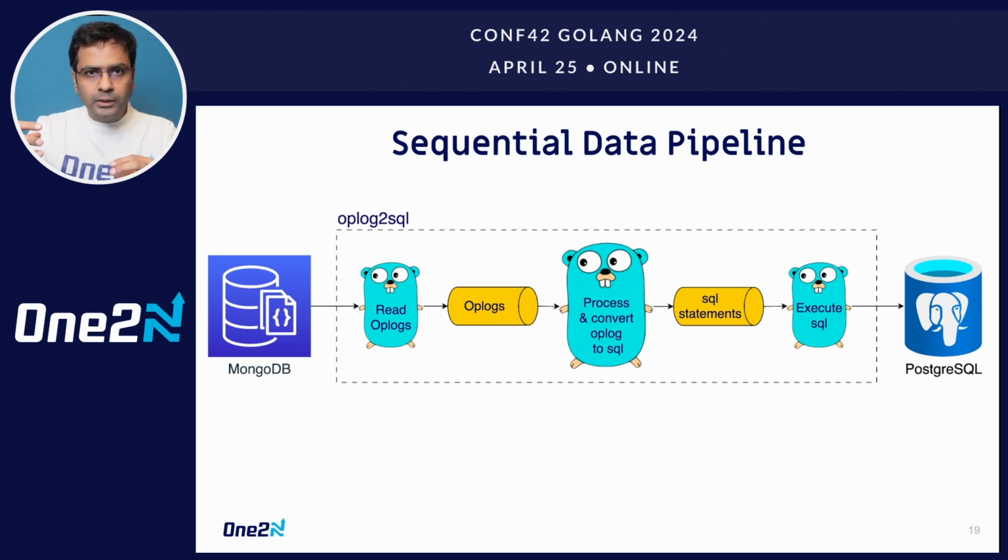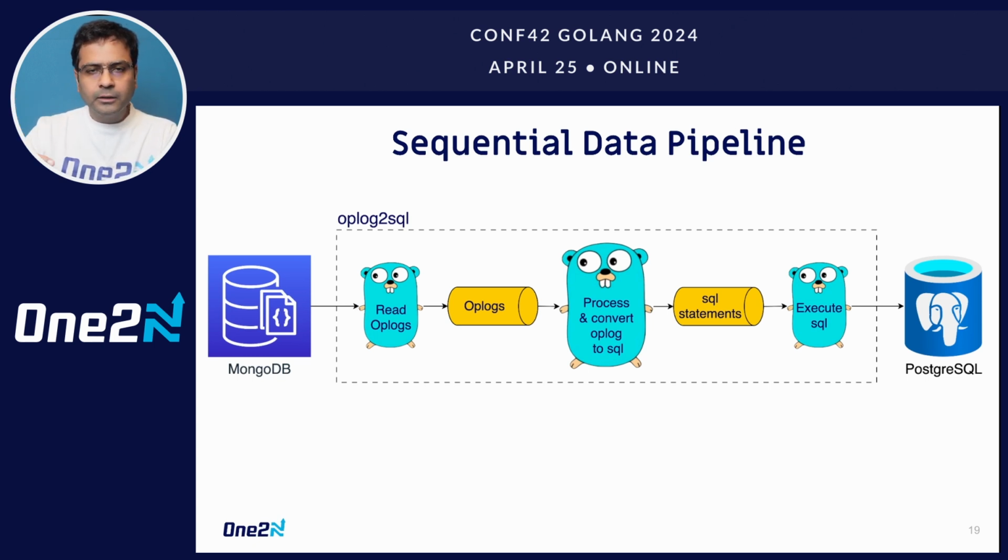There'll be another Go routine which will read from this channel and process oplogs into some sort of SQL format. That's what we saw just now, right? How we can convert a single oplog into n SQL statements. So we're going to convert and process an oplog into a bunch of SQL statements. Once that's done, we put them into another channel.